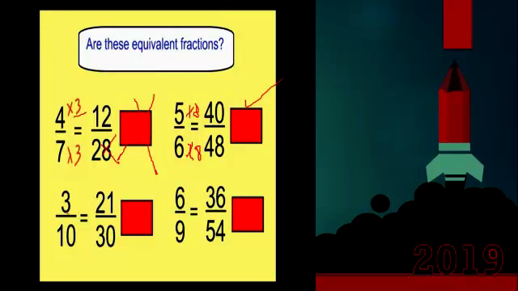We will try another one. 3 multiply how many gives me 21? Excellent. 3 multiply 7. I'll try to multiply 10 by 7. No, it won't give me 30. So those aren't equivalent fractions. Another one, 6 to become 36. We are going to multiply by 6, right? Then I'll multiply the 9 by 6. 9 by 6 equals 54. So these are equivalent fractions. I guess not hard.